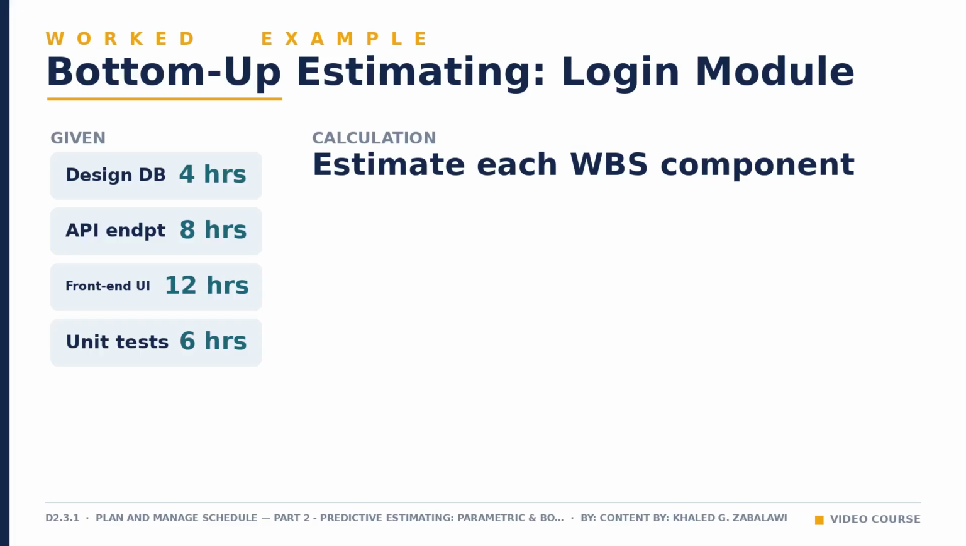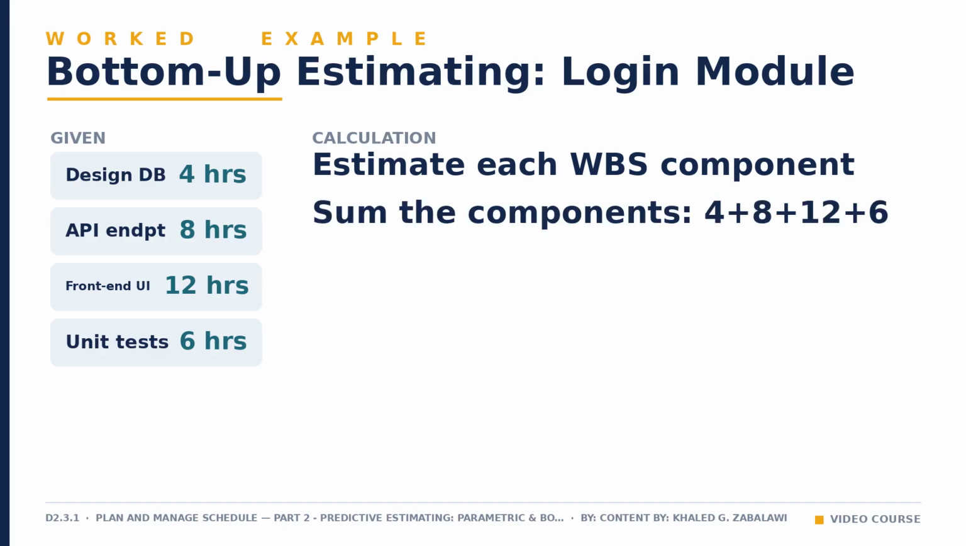First, you estimate each lower-level task on its own. Designing the database schema takes 4 hours. Building the API endpoint takes 8. Building the front-end interface takes 12, and writing unit tests takes 6 hours. With every component estimated individually, you simply add them together. 4 plus 8 plus 12 plus 6. That addition gives you 30 hours total for the entire login module, a bottom-up total built from real, granular estimates rather than one broad historical rate.